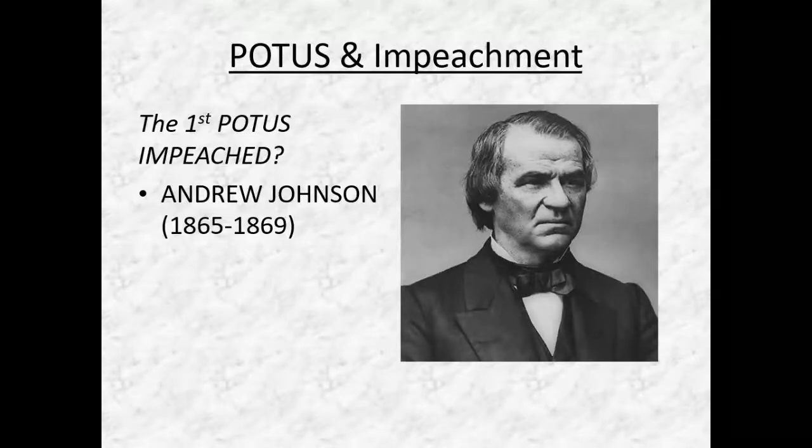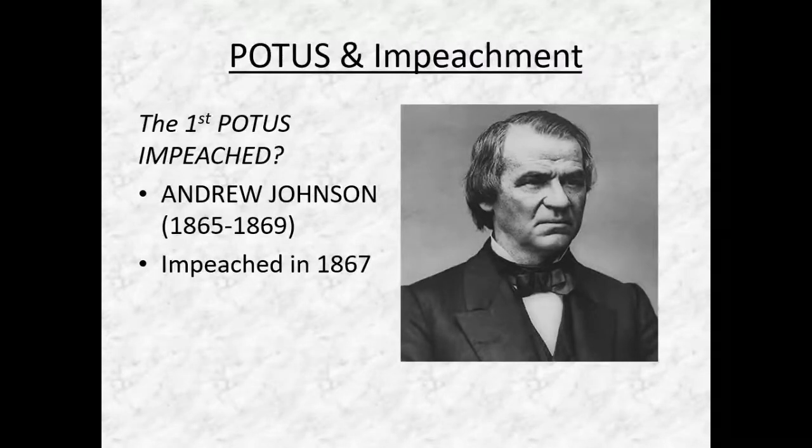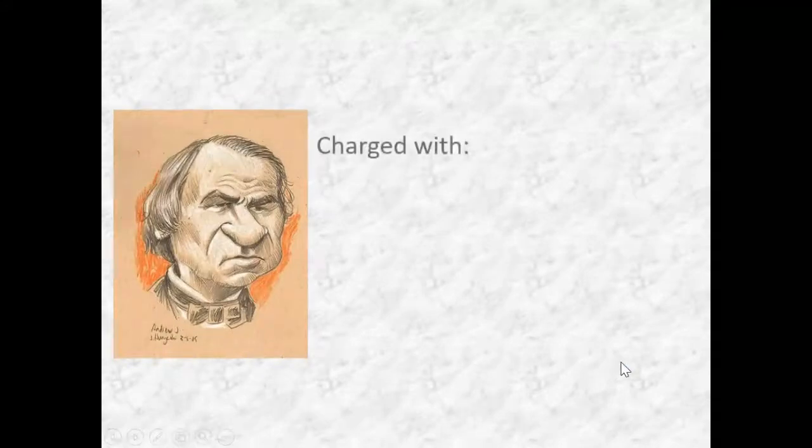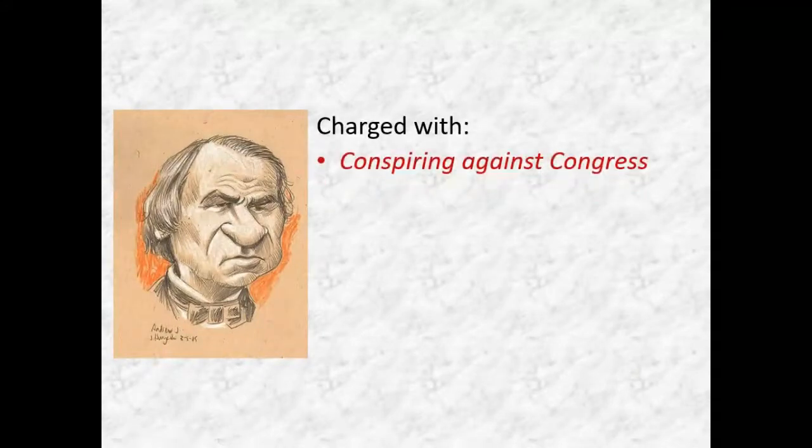So, Congress would pass a law, Johnson would veto, and Congress would override. Then Congress would pass another law, Johnson would veto, and Congress would override. Eventually, Congress got tired of the lather, rinse, repeat cycle and decided to impeach Johnson and be rid of him. So, in 1867, President Andrew Johnson was impeached. They charged him with conspiring against Congress, which basically meant he was plotting against them.